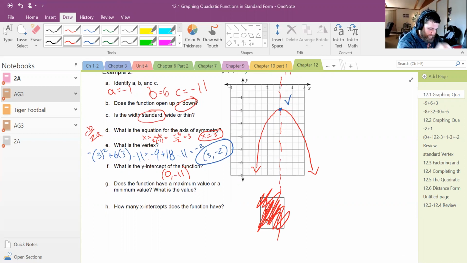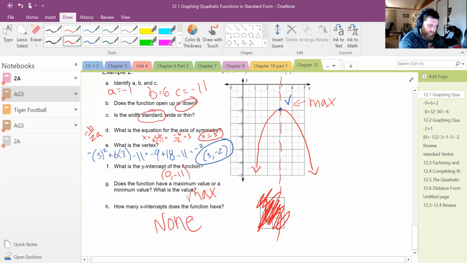You can do that. Does it have a maximum or minimum value? Well, it opens down. Okay, so it's going to have a maximum because it looks like the arch. A highest point. How many x-intercepts does the function have? Well, does it open towards the x-axis? Here's the x-axis. It opens away from it, so no, it's never going to cross. If it opened up, it would.